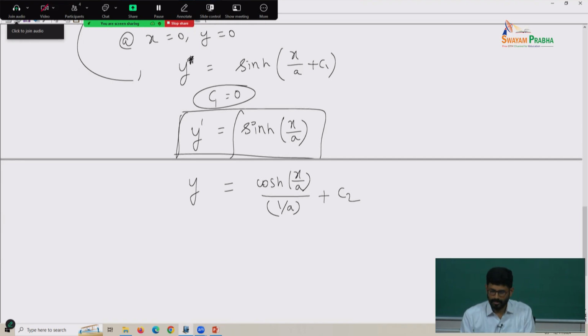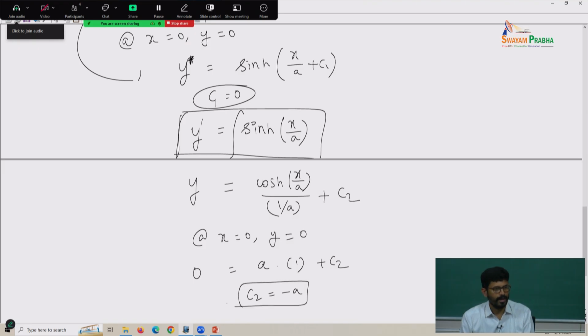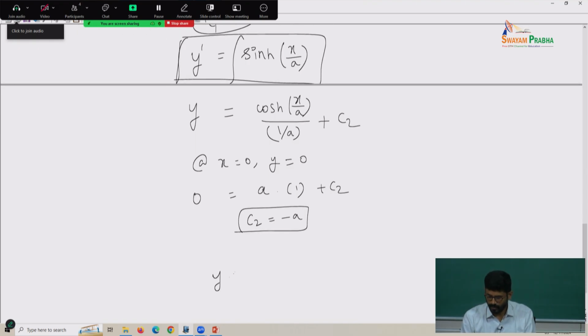So now again we have to eliminate the constant. At x equal to 0, y is 0. So if you put y equal to 0, cos hyperbolic of 0 becomes 1, plus c2, so c2 equal to minus a. So now y equal to a cos hyperbolic x by a minus a. This will be the final expression I am getting. So a I can take out: a times cos hyperbolic of x by a minus 1.